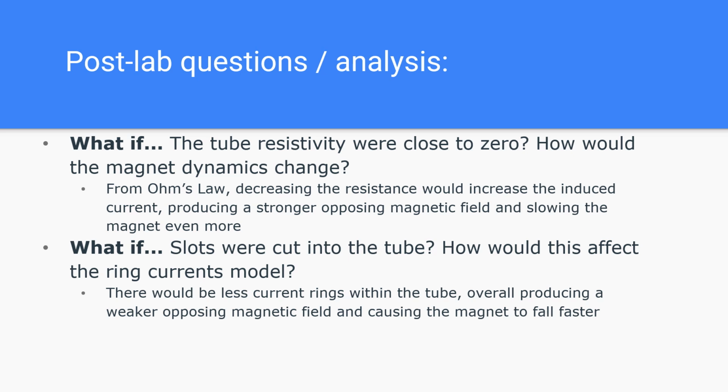And then what if slots were cut into the tube? How would this affect the ring currents model? There would be fewer current rings within the tube, overall producing a weaker opposing magnetic field and causing the magnet to fall faster.